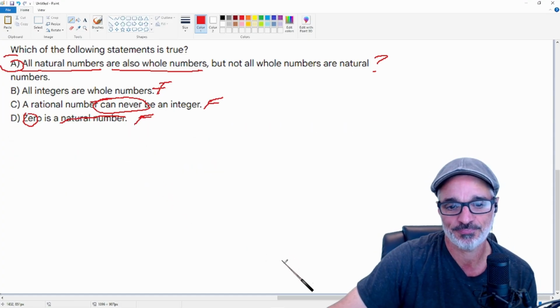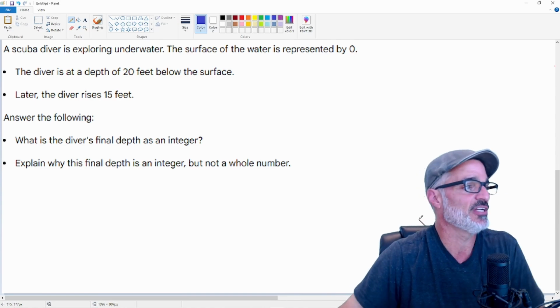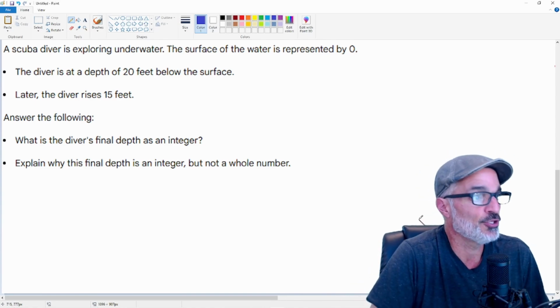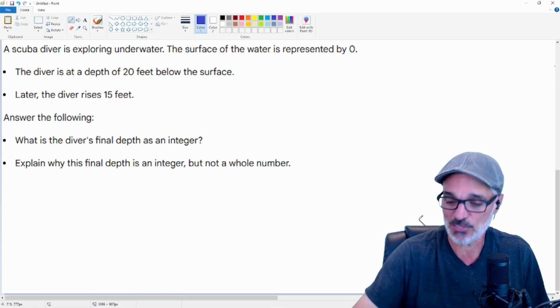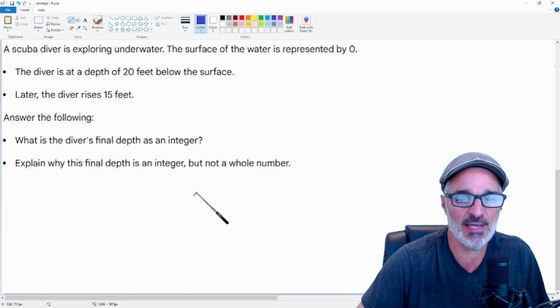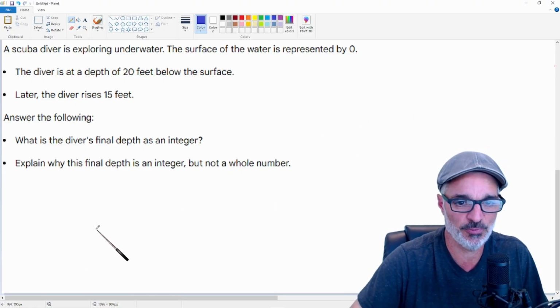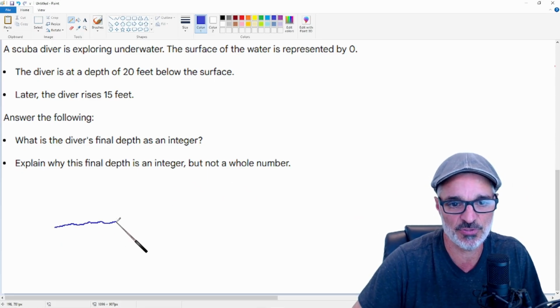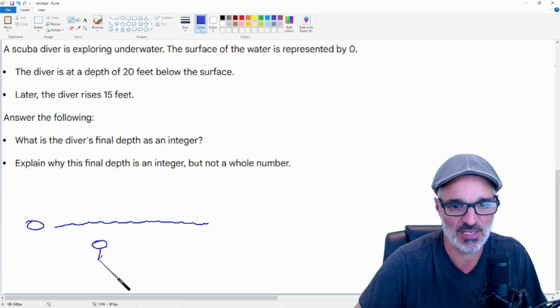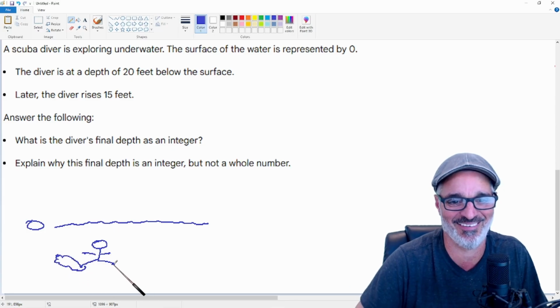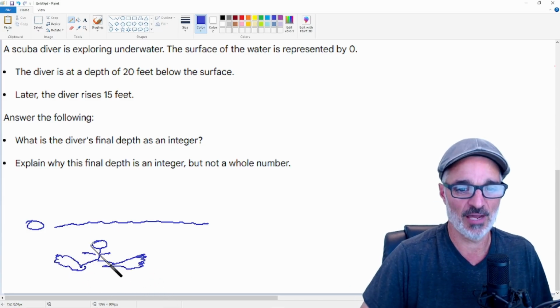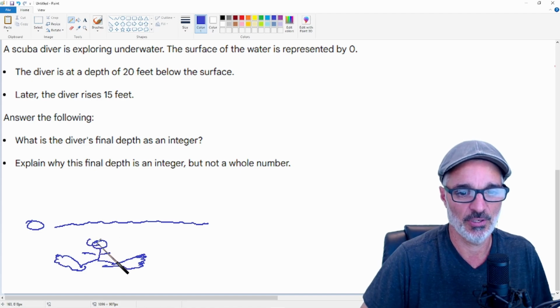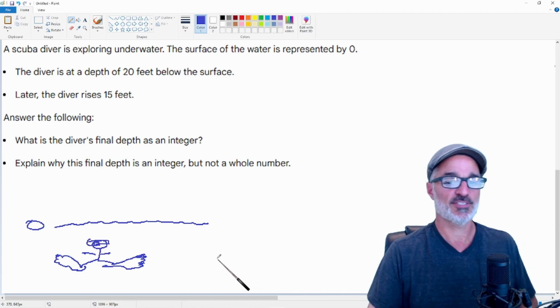All right, last question. It says, a scuba diver is exploring underwater. The surface of the water is represented by a 0. Okay, so I'm going to do my little drawing. Those of you who were my students, you remember that I'm all about drawing. So this is the surface of the water, and this is 0. And here's my scuba diver. Let's do the flippers, the snorkel and the mask. Okay, that's my scuba diver.